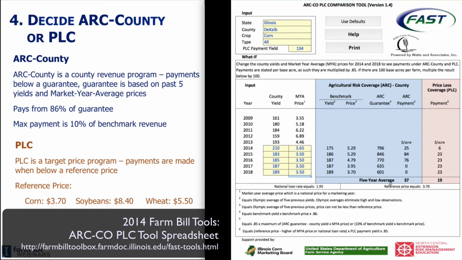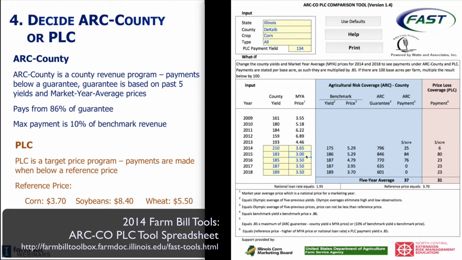PLC begins to make payments and will always be constant in this case because it's below the reference price and it's times the program yield. Here's 3, but in this case, our county still averages higher payments over the 5 years, but it's front loaded. So in 2017, 2018, if that scenario happens, there would not be ARC County payments.